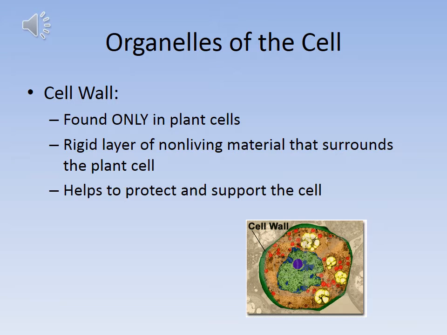Although the cell wall is tough, many materials, including water and oxygen, can pass through it easily. That's important because the cell needs those materials inside past the cell wall so it's able to carry on its normal functions.